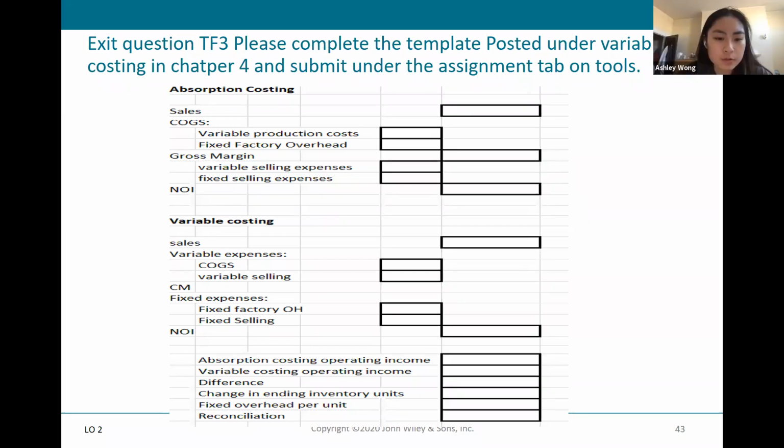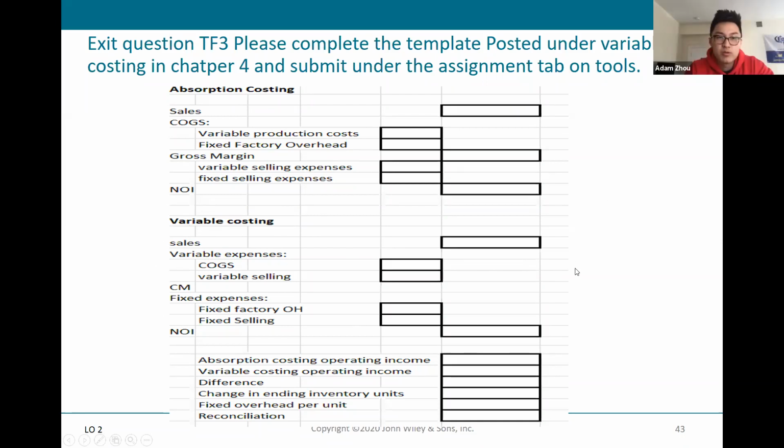Professor, I can't find it. What folder? Go under resources, under chapter 4, and then under topic focus 3. Right, and as usual, you don't have to use the template if you don't want to. I just have it set up so that you have the right format, right? Your traditional and then your contribution format.